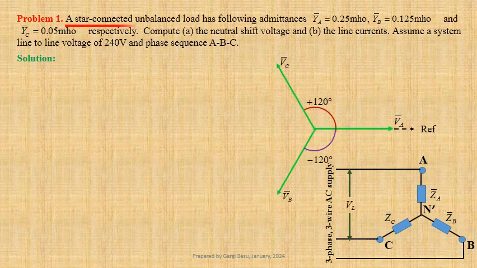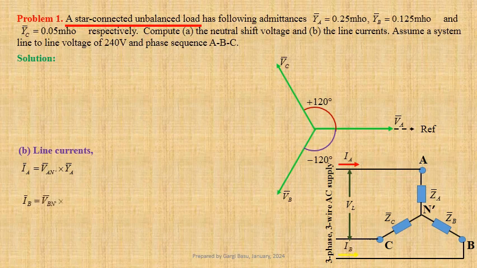For a star-connected load, line currents are equal to phase currents. Expressions for line currents: IA equals VAN' into YA, IB equals VBN' into YB, and IC equals VCN' into YC.